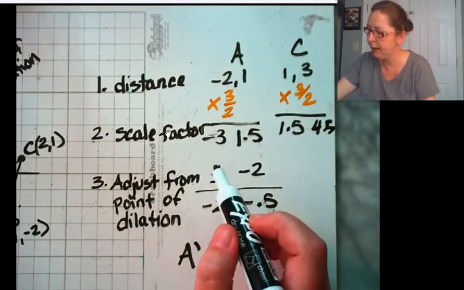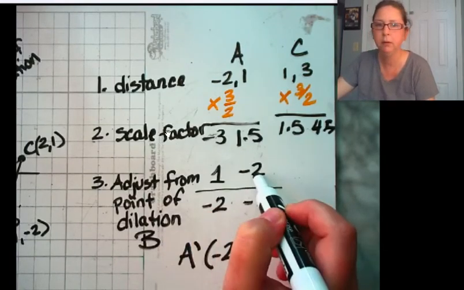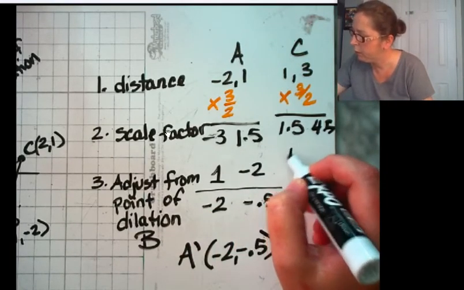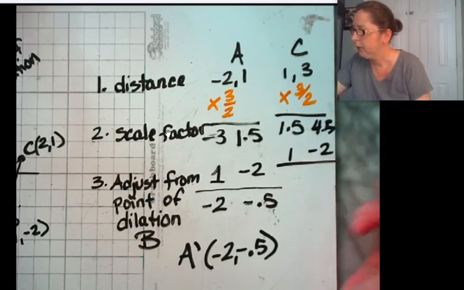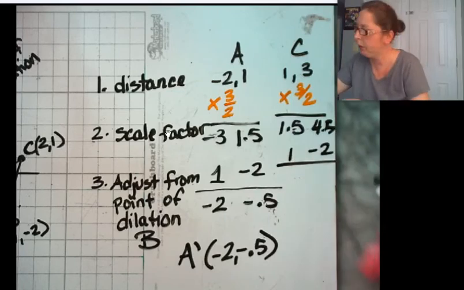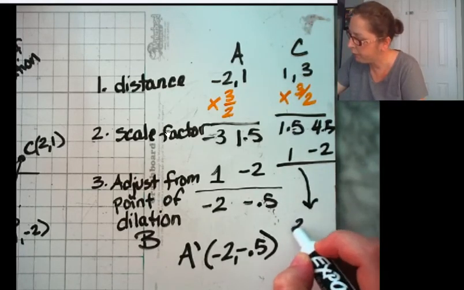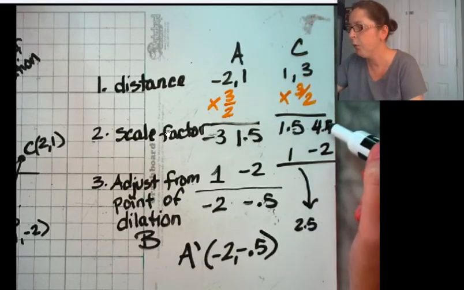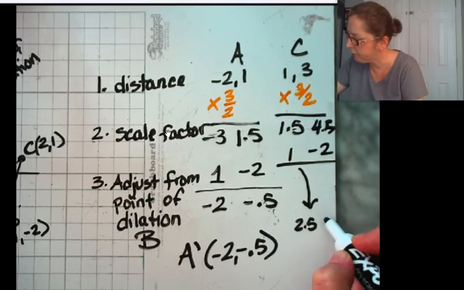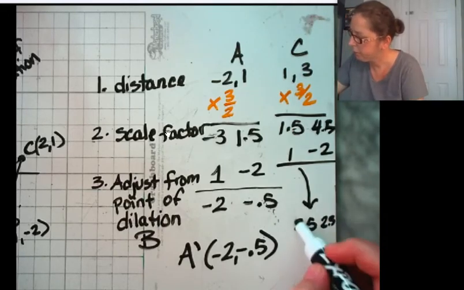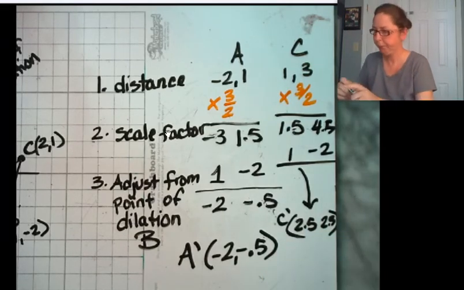Now I need to make my adjustment from point B. Point B is at 1, negative 2. So it's 1.5 plus 1. It is 2.5. And what's 4.5 minus 2? That's going to be 2.5. And that is C prime.